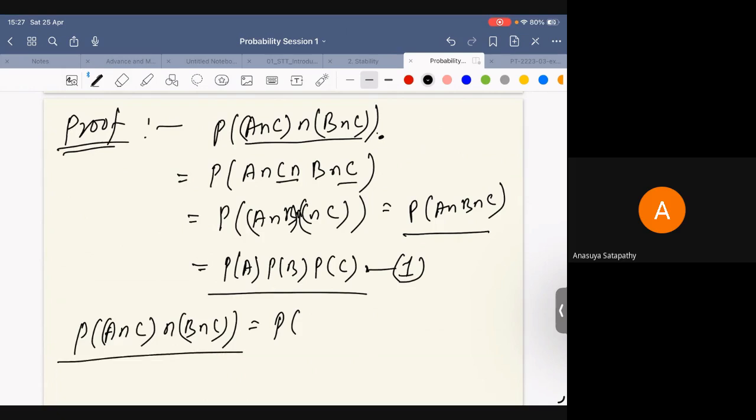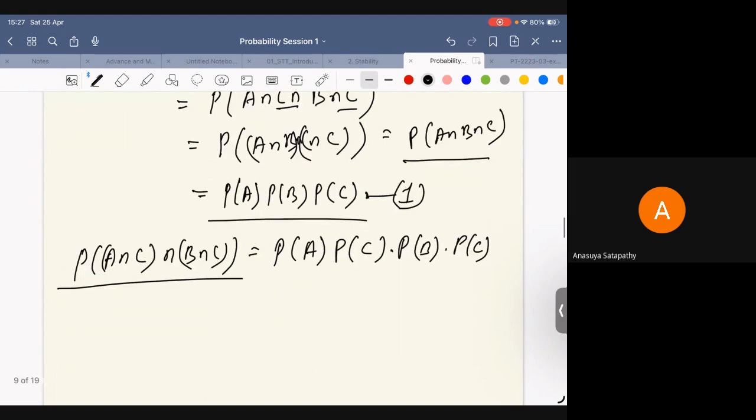Probability of everything, everyone is independent. So can I write like this? P of A times P of B times P of C. Wait, P of C times P of B times P of C. I just opened everything because they all are independent. So everyone has the same intersection. So P of A times P of C times P of B times P of C. So what will it be? P of A times P of B times P of C square, right?